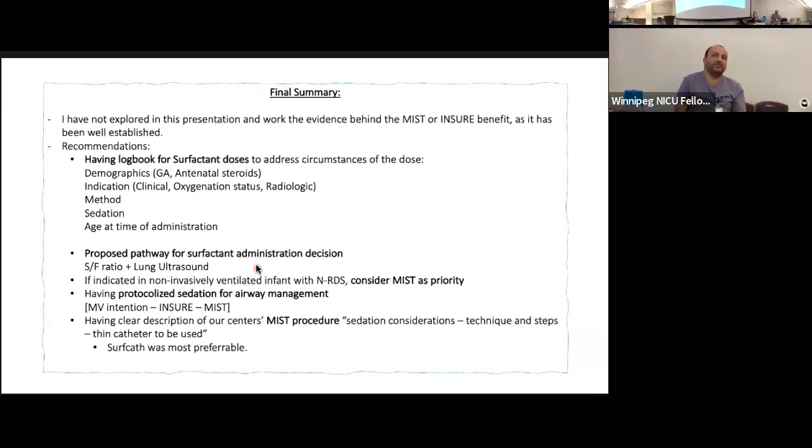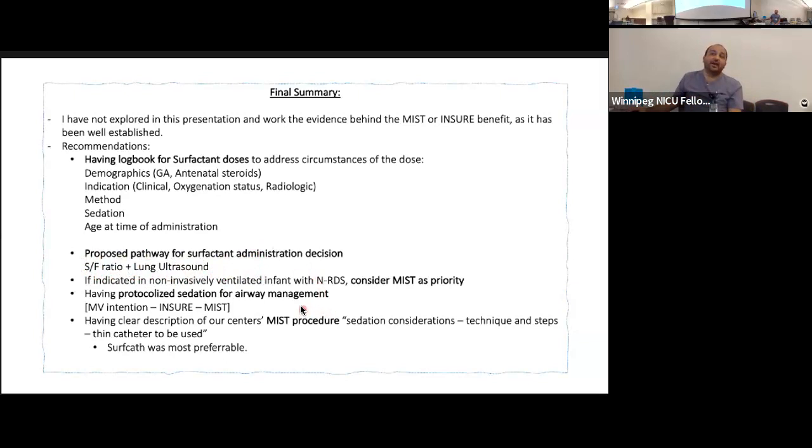But for us, do lung ultrasound whenever you can. There's strong evidence that lung ultrasound can make the decision faster, easier. It's not a single one, don't rely on it alone. You have other things which can help you, like SF ratio. And I'm not ignoring the importance of the clinical severity and those things, but I think this combination gave the best result. And if indicated, give the MIST.